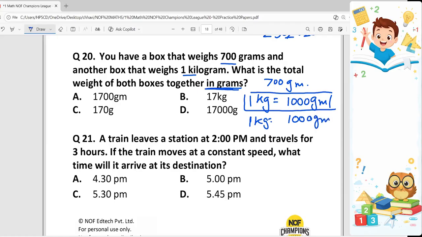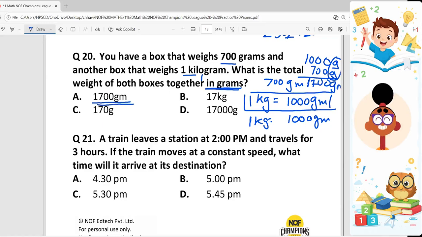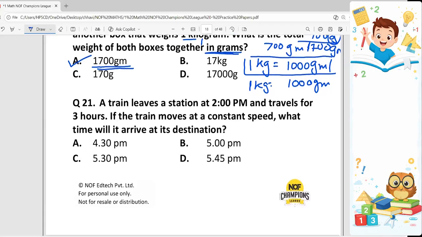This is the converted 1 kilo. Now we have to find the total. Total means again we have to add. So 1000 of this 1 kilo and then 700 gram. Both the units are the same. We have to make units the same whenever we add. So this plus this, and 7 and this 1, so it is 1700 grams. Now where is it? It is over here, 1700 grams. So option A is the correct answer.